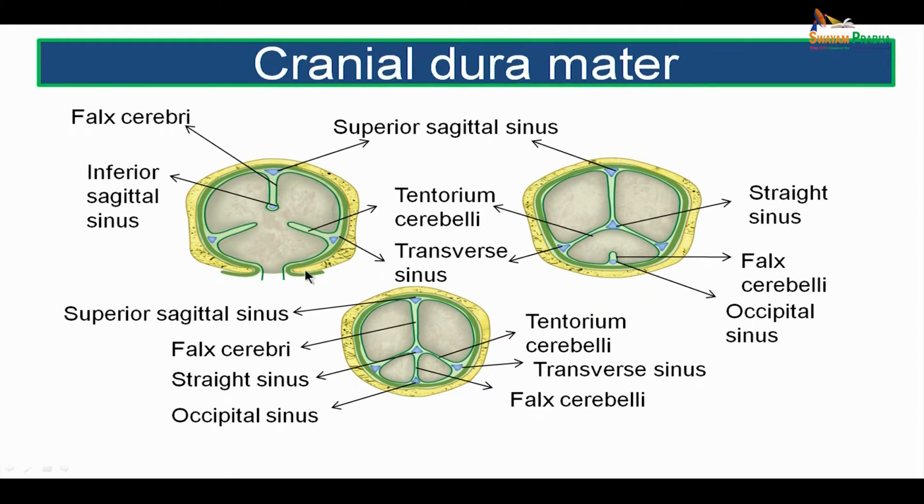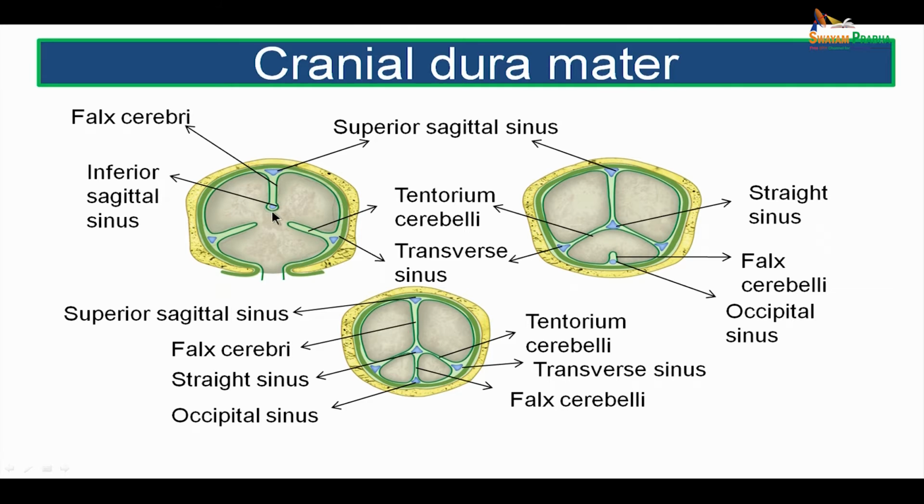What we see here is the two layers of dura mater, the outer endosteal layer and the inner meningeal layer. As we can see, all along these two layers are inseparable except at places where the meningeal layer goes deeper, folds on itself, comes back and continues along with the endosteal layer. These infoldings give rise to formation of the dural folds.